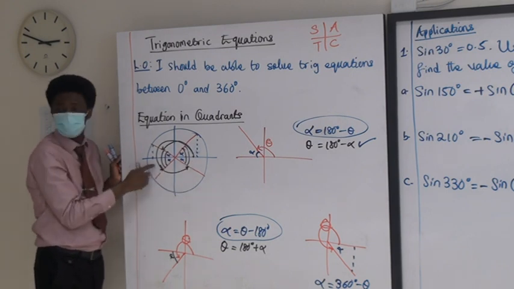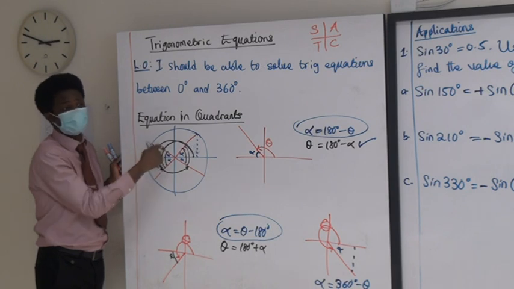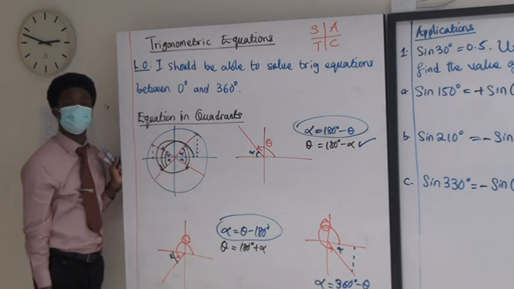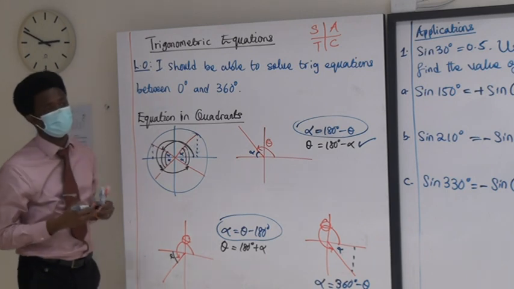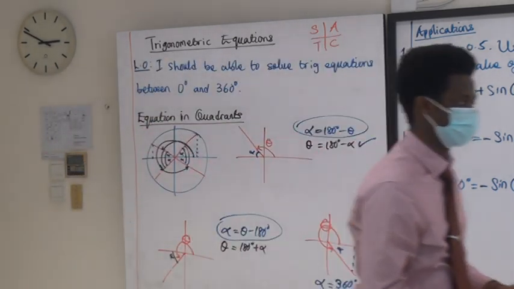The only difference is 180 plus theta here. Every other thing is 180 minus or 360 minus. If you can remember that, you are good to go. I'll see you next time.